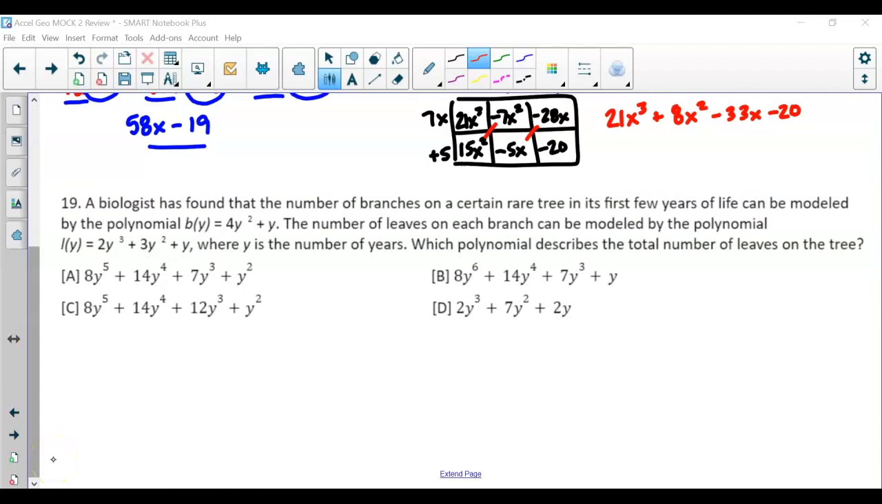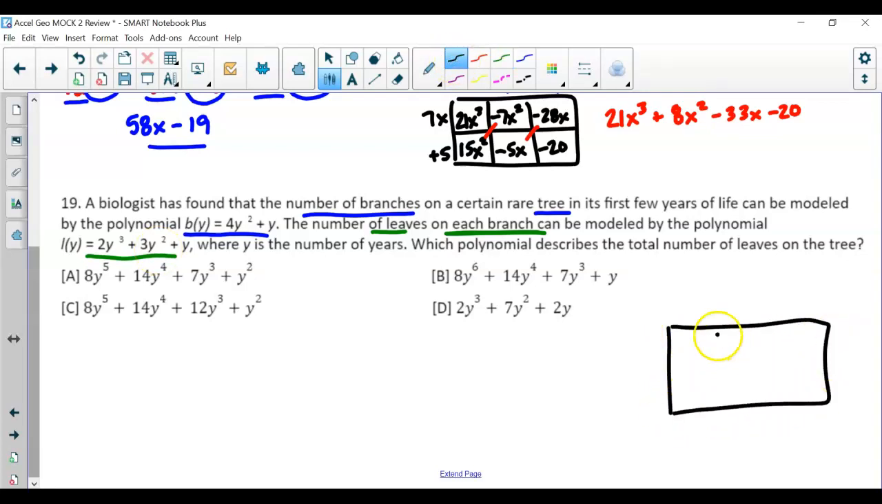And so now with this question, number 19, this is actually also a multiplication problem because we have here that this polynomial represents the number of branches on a tree. So this is the total number of branches. Then this polynomial represents the number of leaves on each branch, and we're looking for the total number of leaves. So if we have the total number of branches and we have the number of leaves on each of those branches, that's why here we have our multiplication.